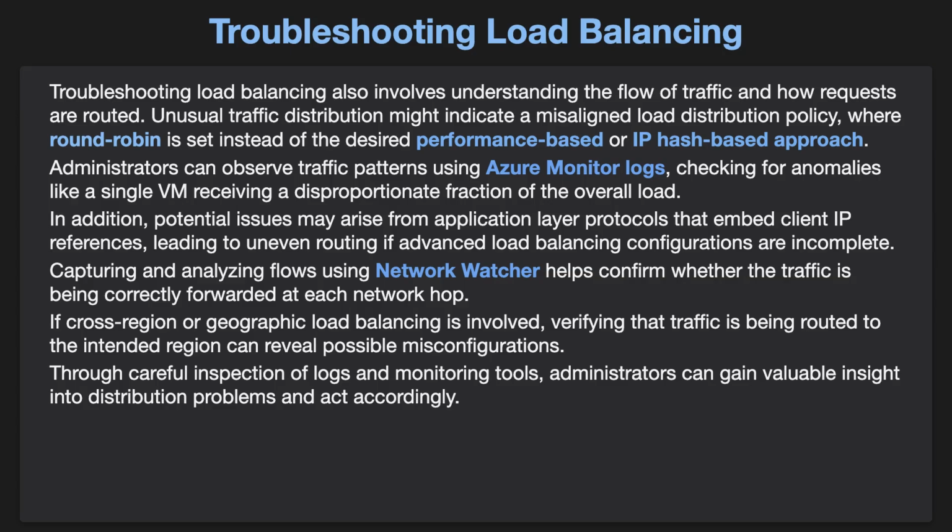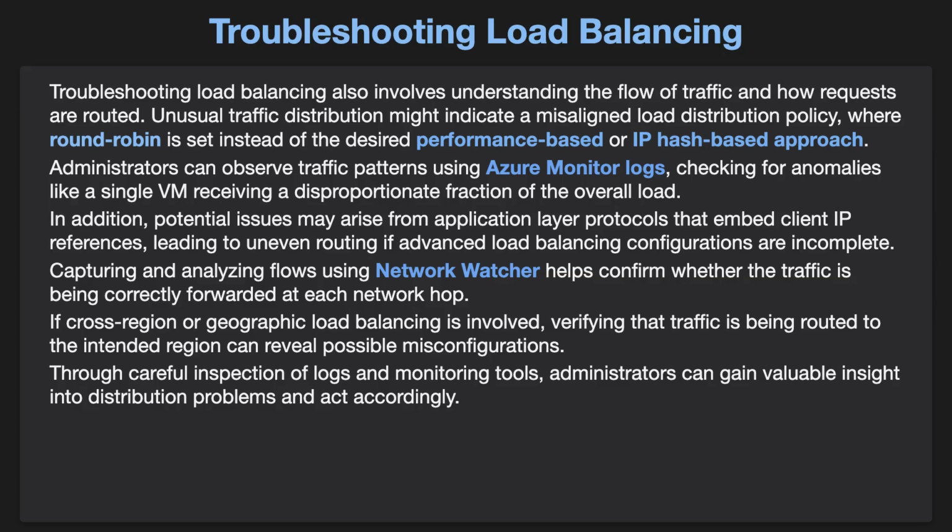Unusual traffic distribution might indicate a misaligned load distribution policy, where round-robin is set instead of the desired performance-based or IP hash-based approach. Administrators can observe traffic patterns using Azure Monitor logs, checking for anomalies like a single VM receiving a disproportionate fraction of the overall load. In addition, potential issues may arise from application layer protocols that embed client IP references, leading to uneven routing if advanced load balancing configurations are incomplete.